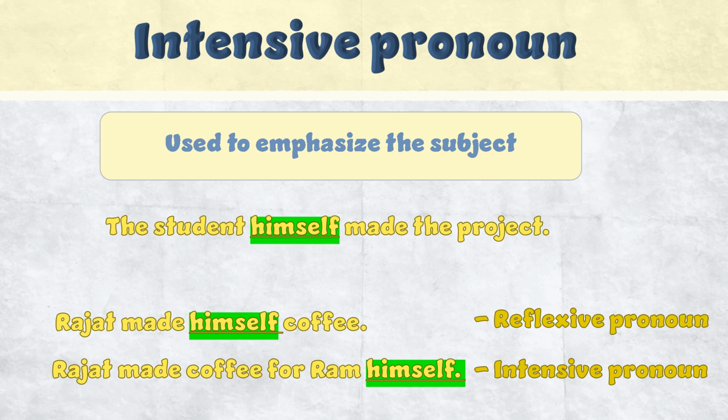Let's understand how. The reader would be able to understand the complete sentence meaning even without this pronoun. But it serves to add emphasis. Here the emphasis is that Rajat had made coffee by himself for Ram.